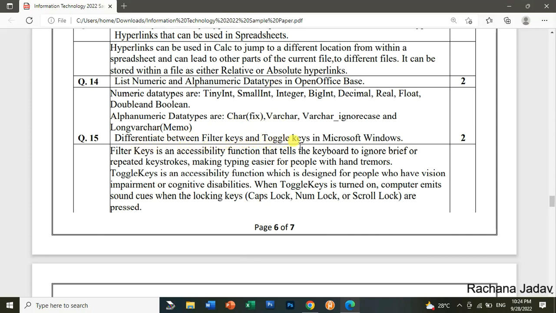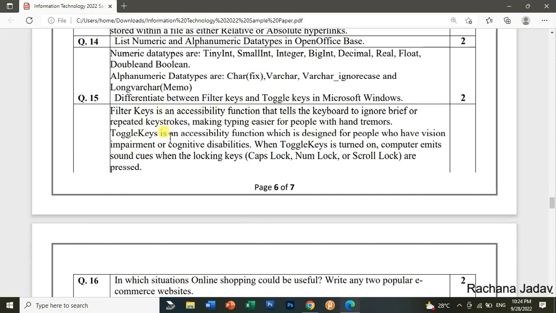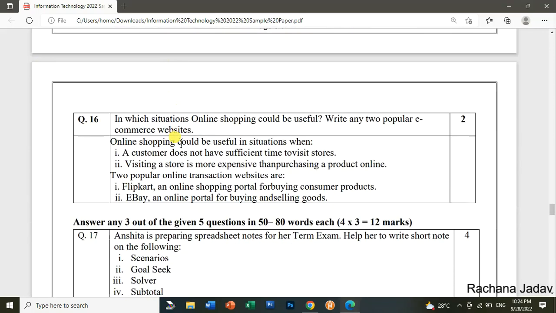Differentiate between filter key and toggle key. So filter key and toggle key, you have to write the difference. Please write it properly, the difference. And if it is having the definition, तो definition तो बहुत अच्छे से लिखो.